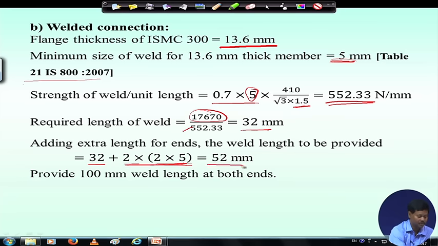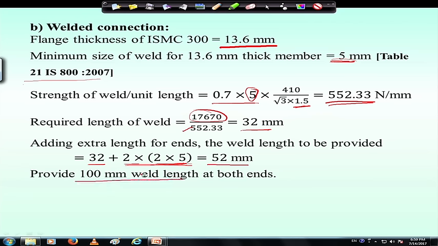So, 52 millimeter weld length will be required, right, and we can provide a little higher, say maybe 100 mm weld length at both ends. So, this is how we can calculate the weld length.